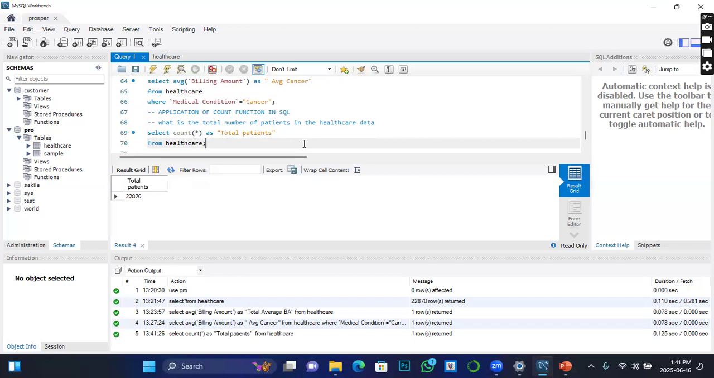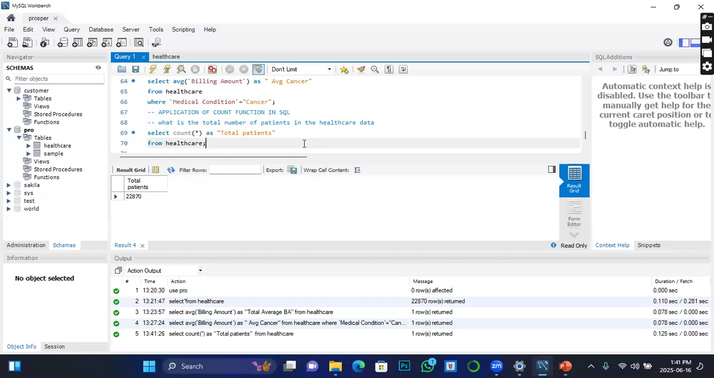So there are what? This is about 22,870, right? Have we outputted or has it just continued? Okay. Now let's apply a condition.